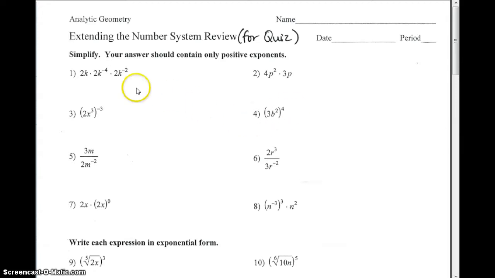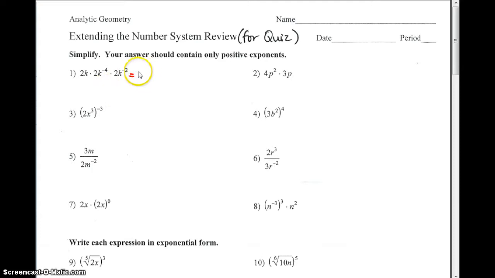Okay, so first off, let's go ahead and get started with this first problem here. In problems 1 through 8, what we are trying to do is simplify using our properties of exponents. So what you should get out is your graphic organizer that we discussed last week. Alright, in this problem, I want to reorder and reorganize this, okay?